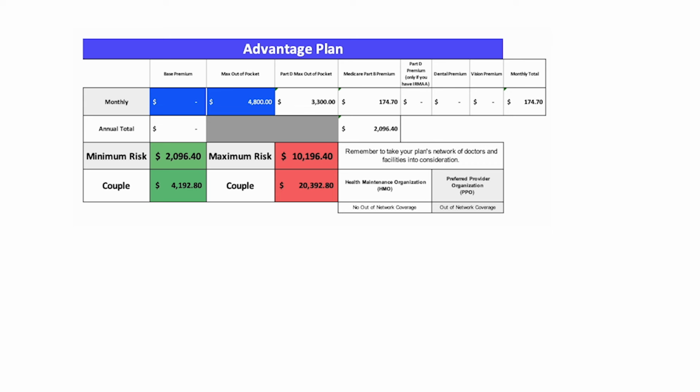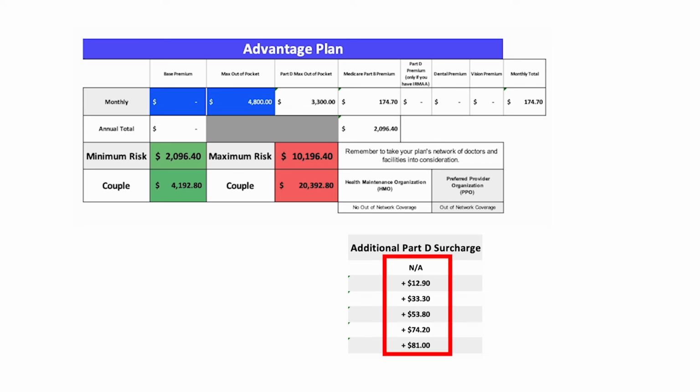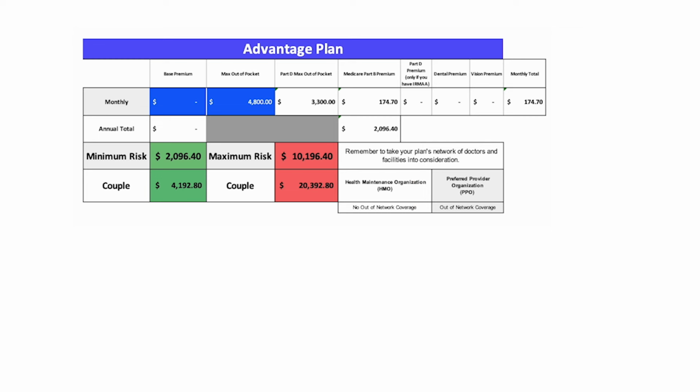For Advantage plans that have no Part D premium costs, you would still put the IRMAA amount in the Part D IRMAA box, but only if you have a higher income. If you don't, just leave that at 0.